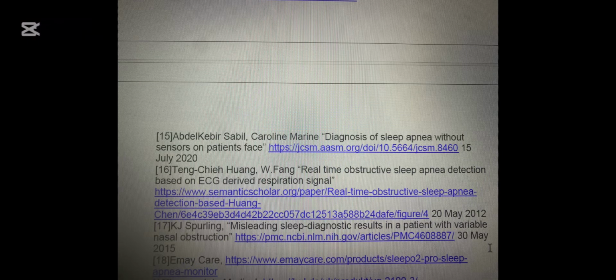For the IEEE format, first I quote the name Abdul Kabir Sabil along with the second author, which is Caroline Marine, and then I put the name of the research paper, Diagnosis of Sleep Apnea Without Sensors on the Patient's Face. Then next I put down the link to the URL, and then lastly I put down the date, which is 5th July 2020. There is no publication location, and therefore I omit that. And there's no edition number, so I also omit that.